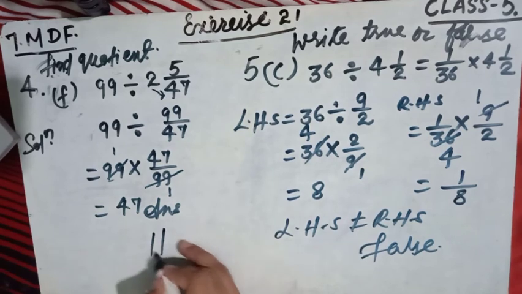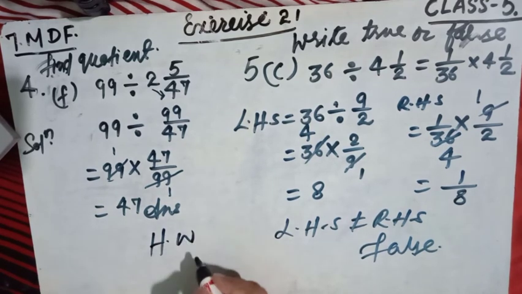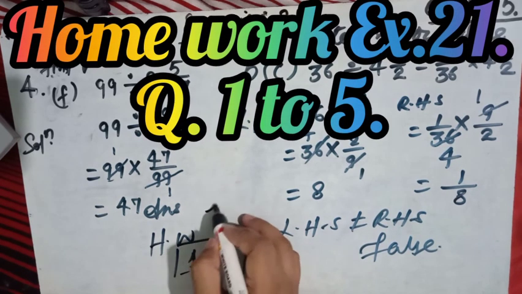Then your homework, friends, is question number 1 to 5. Okay, I hope you will understand. Exercise 21.